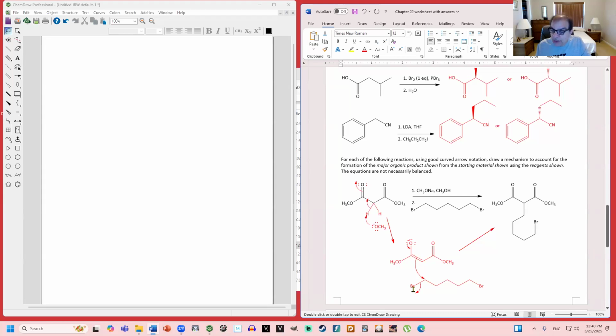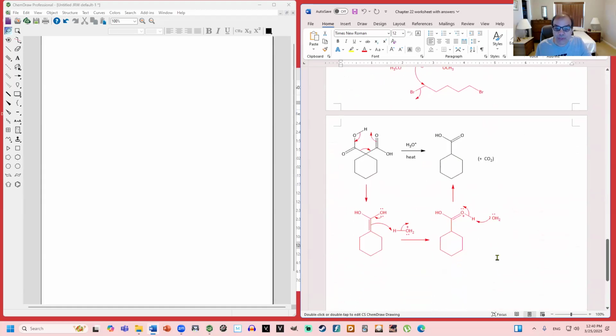Again, this is nothing more than an SN2 reaction, such as you learned about in chapter 11. And that gives us our product. So it's just those 2 steps. That's one of the reactions in the malonic ester synthesis that we will cover probably again on Friday.